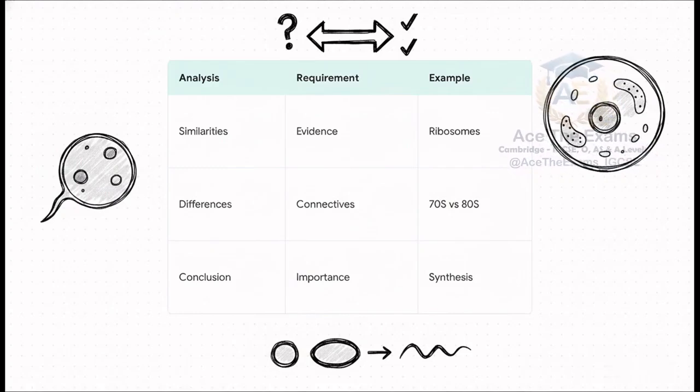This is a super common trap. When you're asked to compare a prokaryotic cell to a eukaryotic cell, top-scoring critical analysis requires identifying similarities and differences. Now, for the differences, notice the requirement here to use comparative connectives. We can't just list a bunch of facts. We have to explicitly state, for example, that prokaryotes have 70S ribosomes, whereas eukaryotes have 80S ribosomes. And then, we must draw a conclusion on the relative importance of this, like how it dictates the rate of protein synthesis.